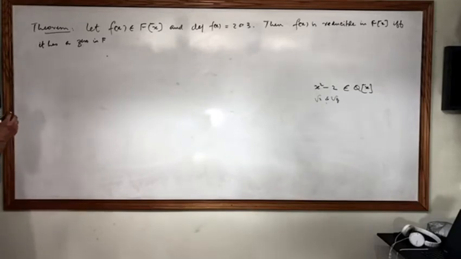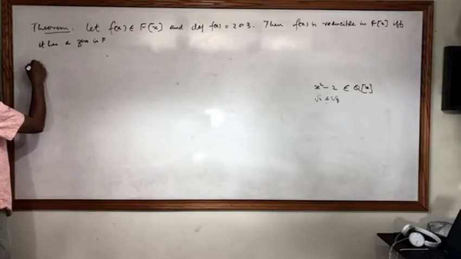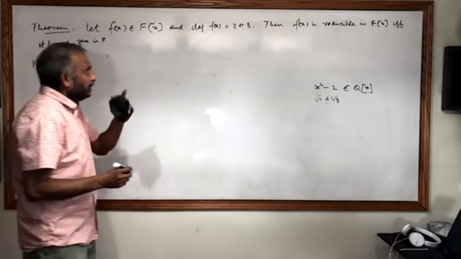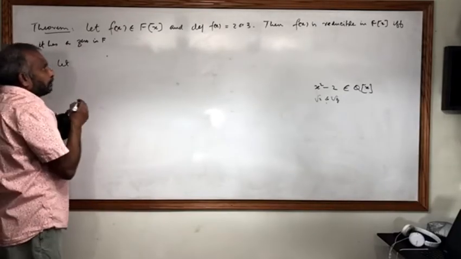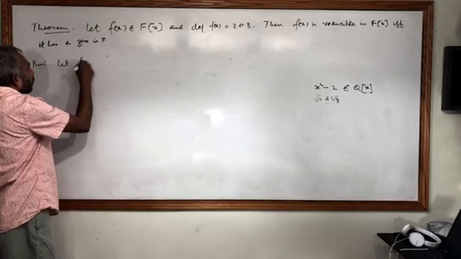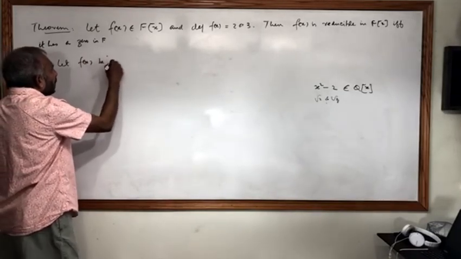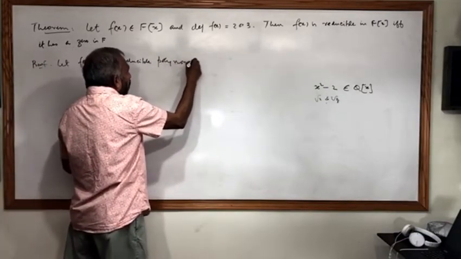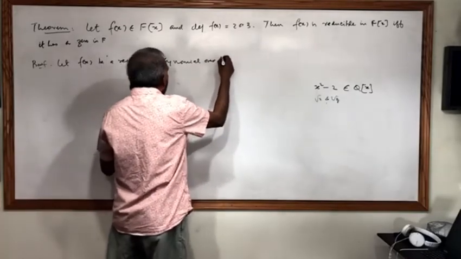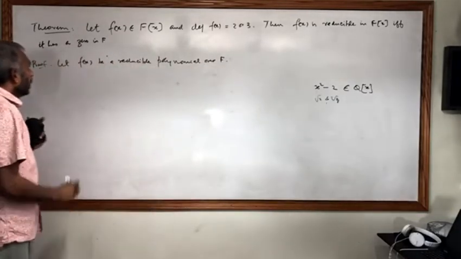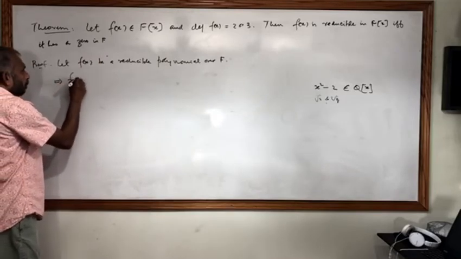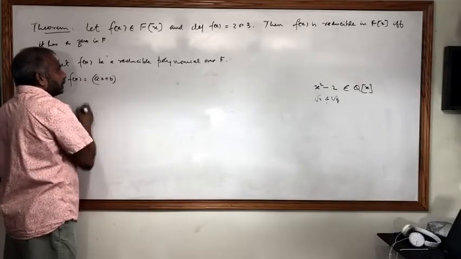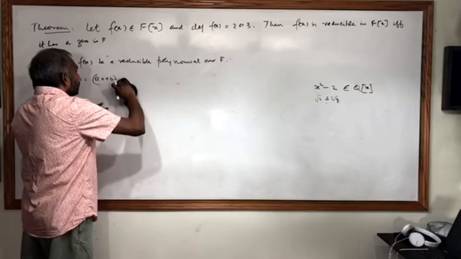So let us prove this. This is a very simple proof. There are two parts because this is an if and only if condition. So let us assume that f is reducible. Let f(x) be a reducible polynomial over F. And that means f(x) is equal to (ax plus b) times another polynomial.